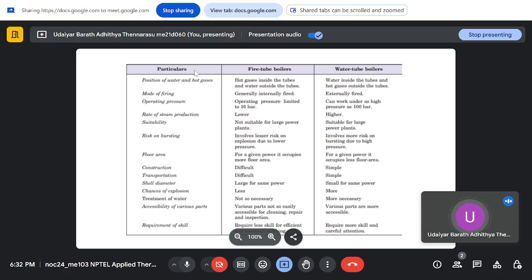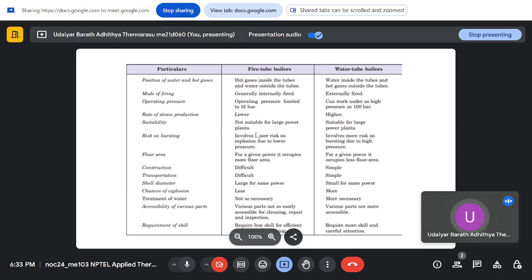So similarly, as I have already told, what is a fire and water tube, and mode of firing is generally internally fired in a fire tube boiler, and this is externally fired. So the fire is outside and flue gas is inside. In operating pressure, it is limited to 16 bar in terms of fire tube boilers, and it can go as high as 100 bar in water tube boilers. Steam production is very low in fire tube and higher in water tube boilers.